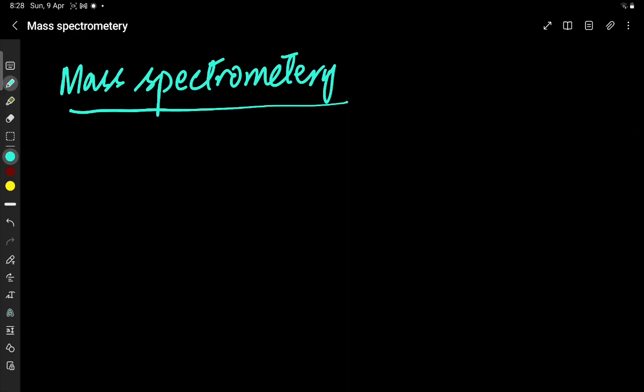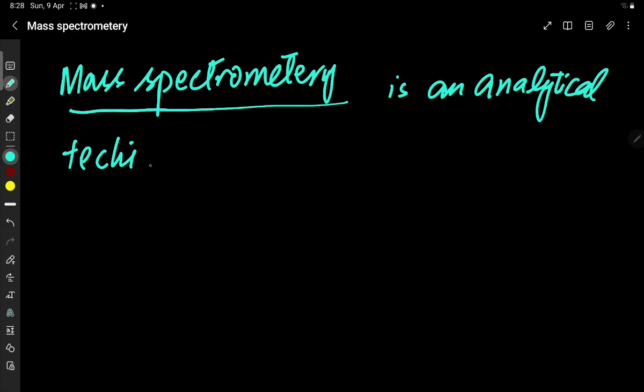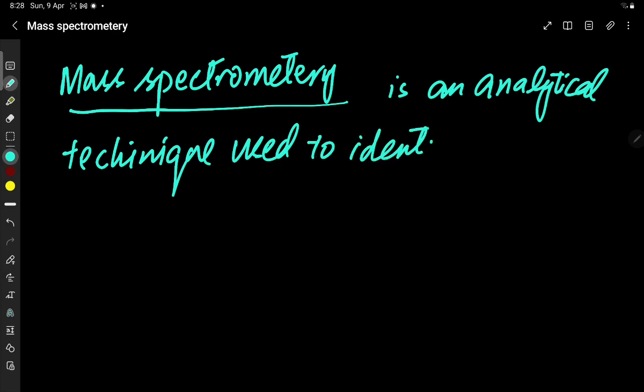Mass spectrometry is an analytical technique which is used to identify unknown compounds.